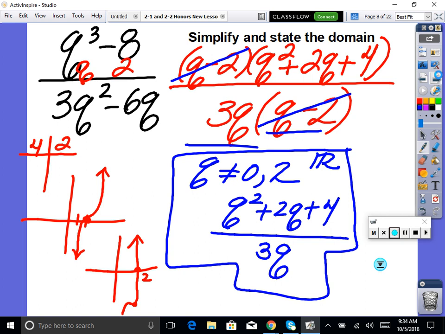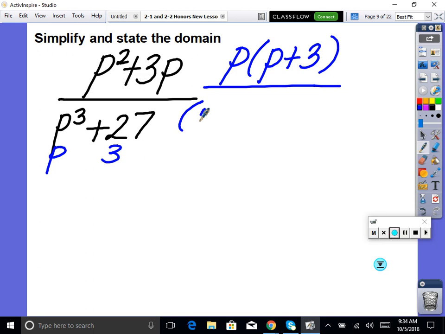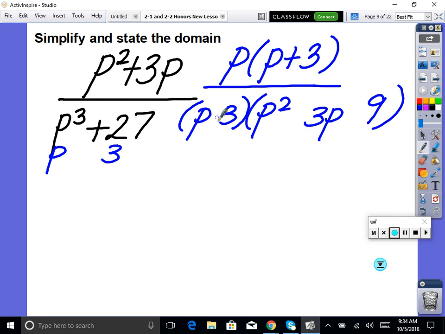Pretty straightforward, right? You can factor, you can do it. Okay, there's a reason I'm showing you this one. This is where we talked about the imaginaries in the denominator. So on top, we factor out a p. Left is p plus 3. On bottom, you'd say two perfect cubes, p and 3. Then you do your little trick that we've learned: front times the front, p squared. Front times the back, 3p. Back times the back is 9. This would be a plus sign, this would be a minus sign, this would be a plus sign.